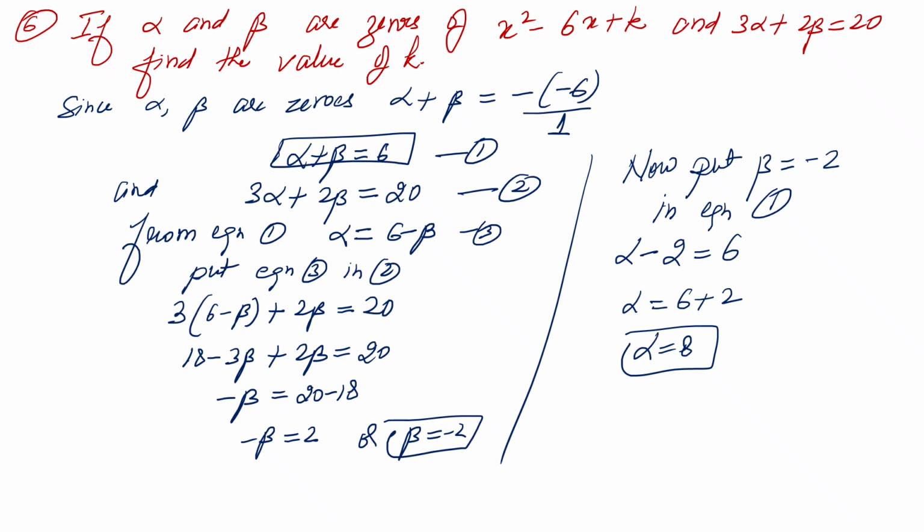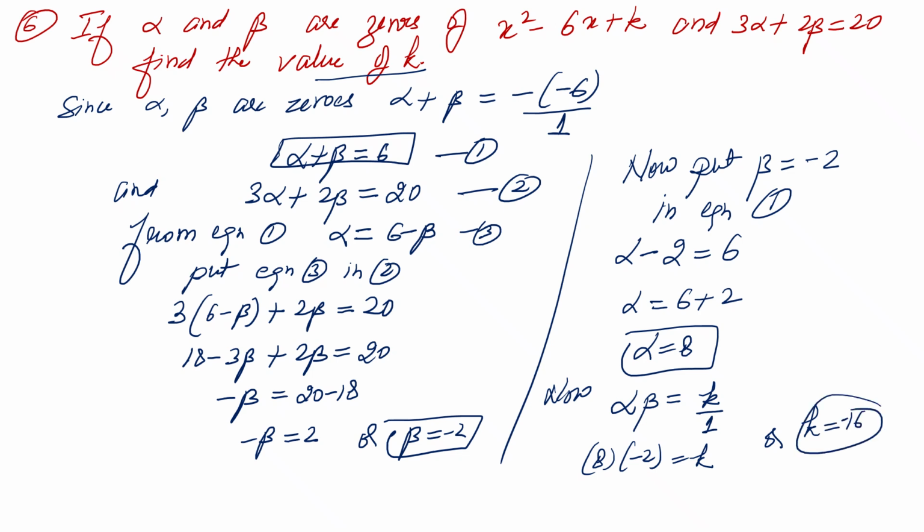Clear? But we were supposed to find the value of k. So what we can write? Now we know that alpha into beta is equal to constant term upon coefficient of x square. So alpha is 8 and beta is -2 equals to k, or you can say k equals to -16. That's your correct answer. Clear है जी? I hope this is clear to you all. चलो जी, next question.